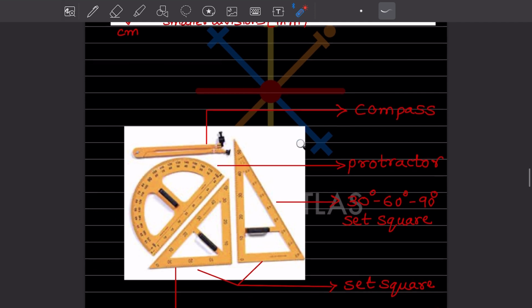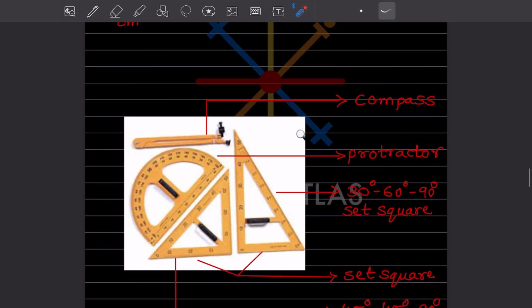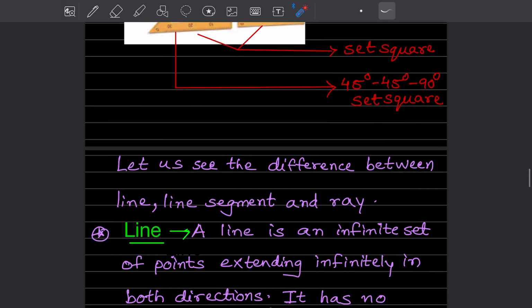Now you can see the tools whatever I use. This is called the compass, this is called the protractor, this is also a set square, and this is also a set square. But can you see this is a long one? So this will be the 30, 60, 90 degree set square, and this one will be the 45, 45, 90 degree. So both of these are called set squares. Now let us see some of the key points in it.